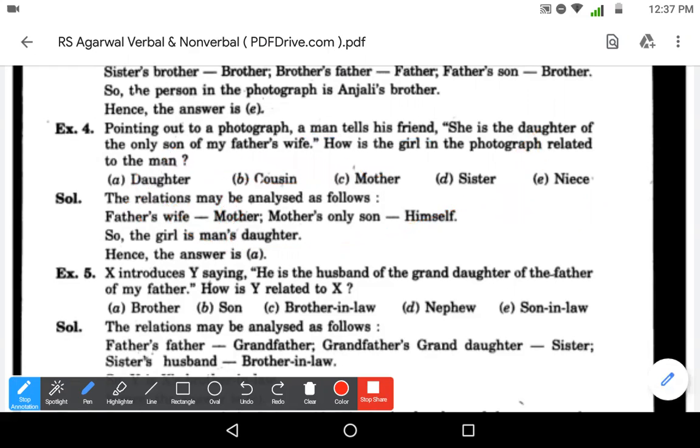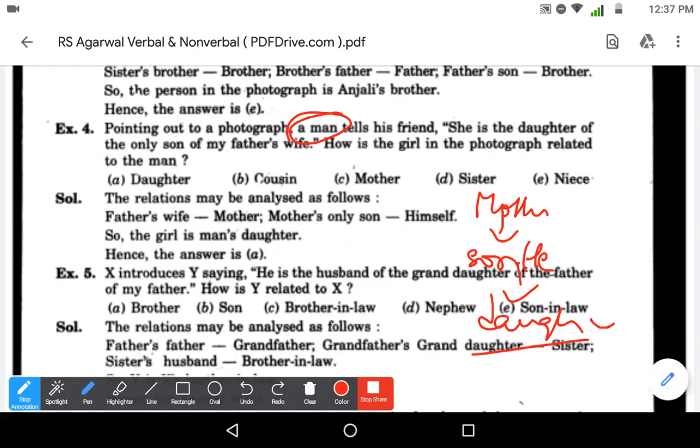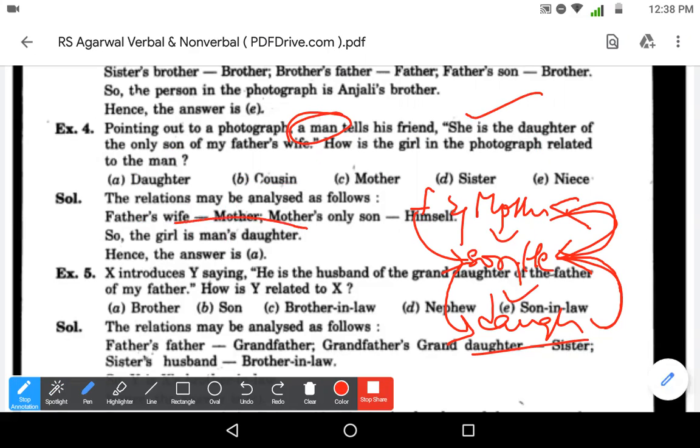Once again, father's wife is mother. Mother's son is himself. Who is that himself? This man. So his daughter is in that photo. So she is the daughter of the only son of my father's wife. Father and mother have a son, and for this son, they have a daughter. So this is the relationship that will be there. So the answer is this girl in the photograph is the man's daughter.